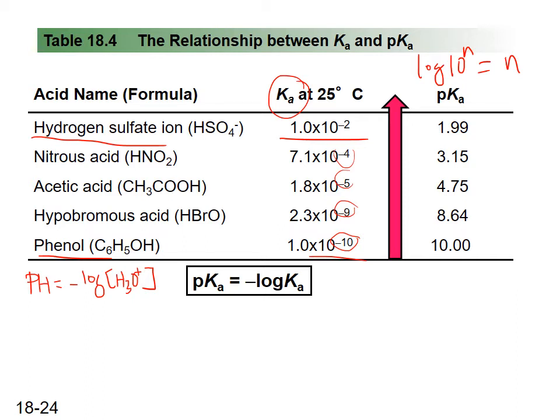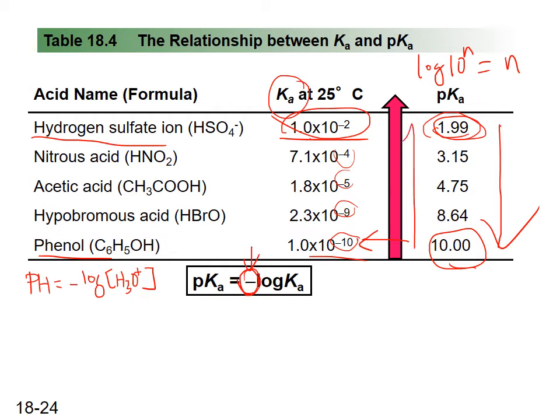Note that we also have a negative sign. If you calculate, you will find that a large Ka gives you a smaller pKa. You see this is 1.99, but this is 10, which corresponds to a smaller Ka. So a smaller Ka gives a larger pKa. They go opposite, and this is due to the negative sign. As Ka increases, the pKa goes down. So if you are looking for a strong acid, you look for a large Ka or a smaller pKa.